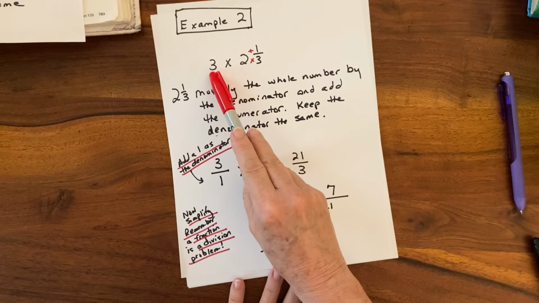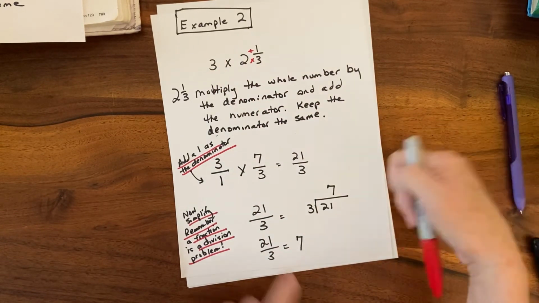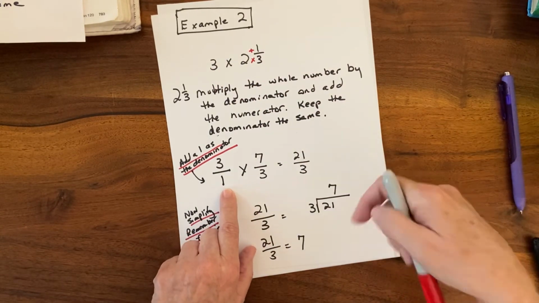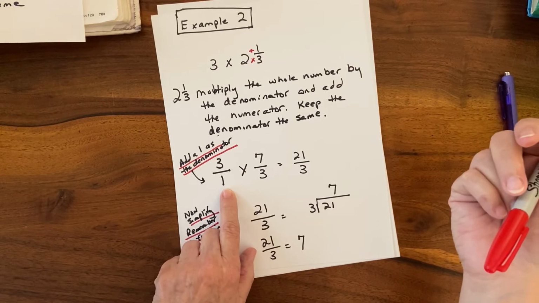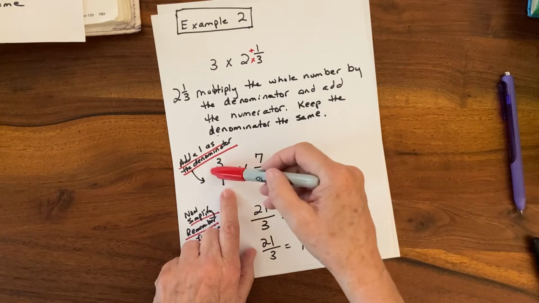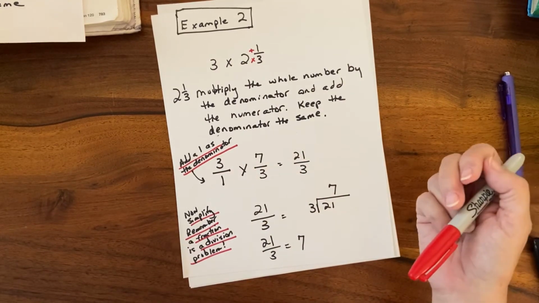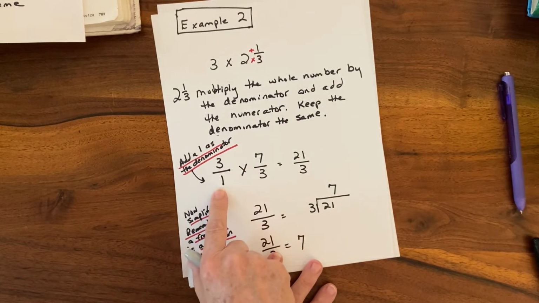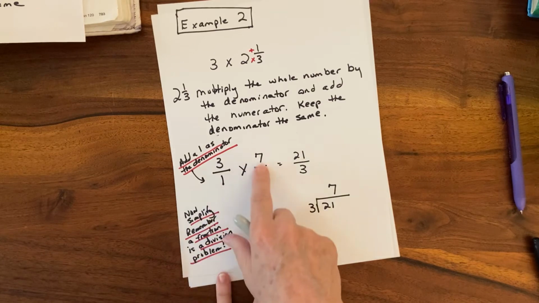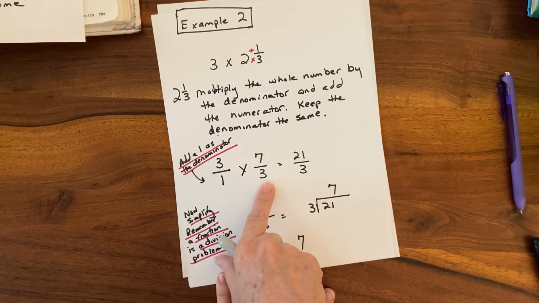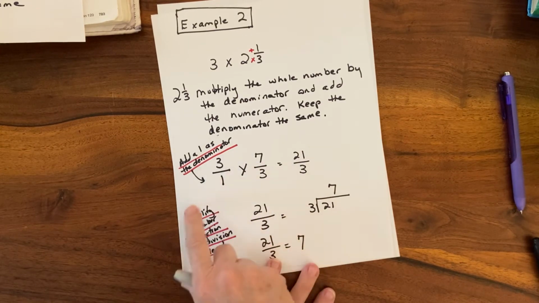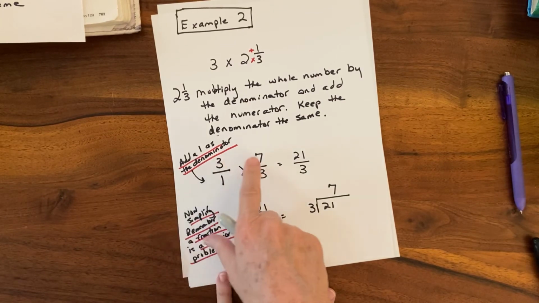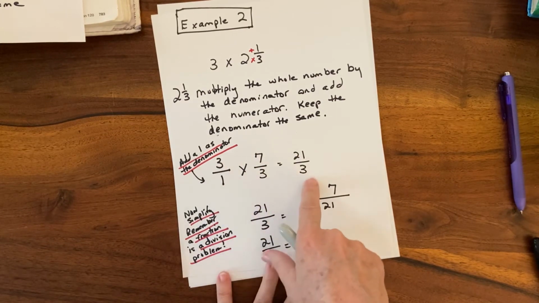And what do I do about that 3? I want it to be a fraction. If I add a 1 underneath as a denominator, that's the same thing, right? So I can always just add a 1 underneath a whole number and make it a fraction. So now I have a fraction, 3 over 1, and another improper fraction, so it's not a mixed number anymore. So now I can just multiply straight across. 3 times 7 is 21, 1 times 3 is 3.